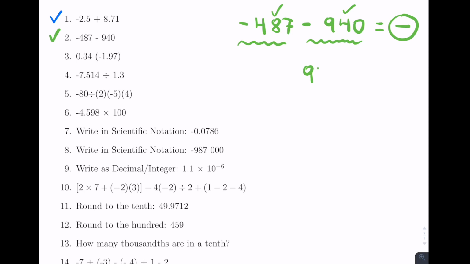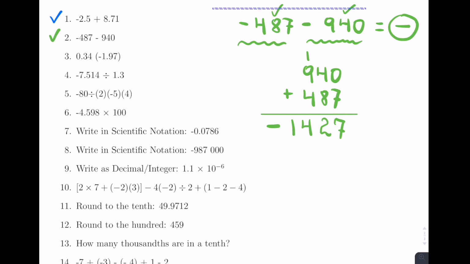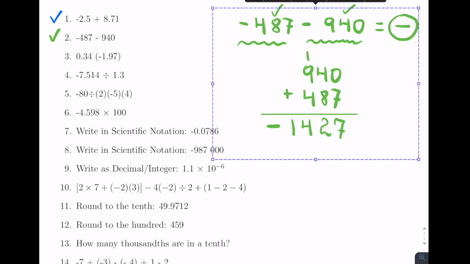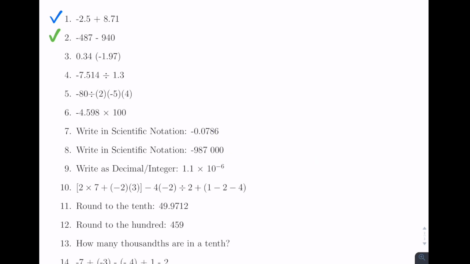Now adding them up, the order doesn't matter. So 0 plus 7, 4 plus 8 is 12, carry 1. 1 plus 9 plus 4 is 14. And then don't forget, it is negative. That's question number 2. Okay, let's try question number 3.